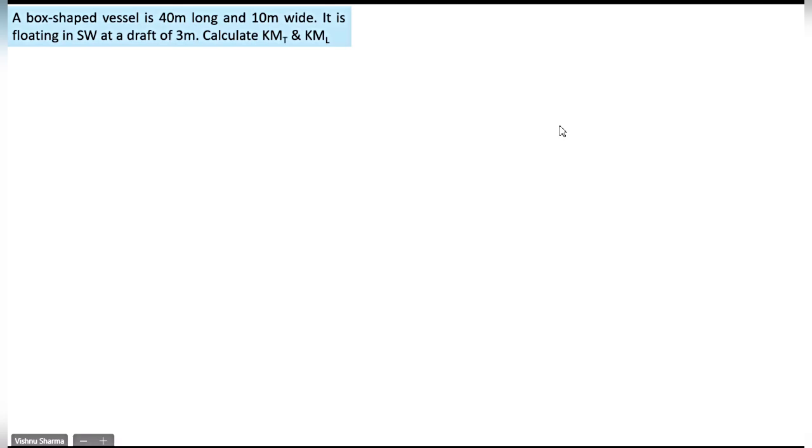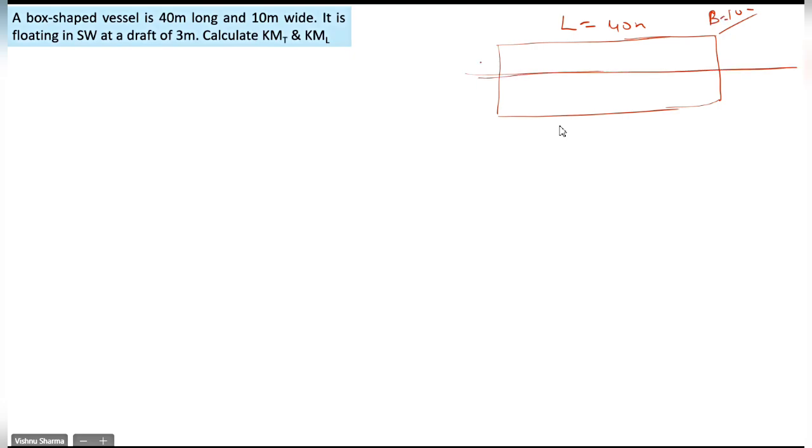Okay. Is the slide visible, guys? Can you confirm? Yes, sir, it's visible. Okay. A box-shaped vessel, 40 meter long and 10 meter wide, is floating in sea water. Let us say this is L, this is B, okay. Floating in sea water at a draft D, which is 3 meters in this case.